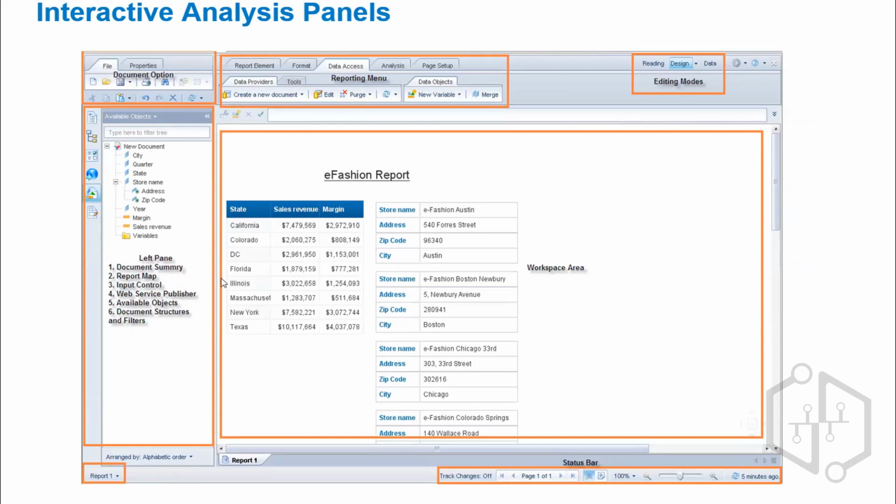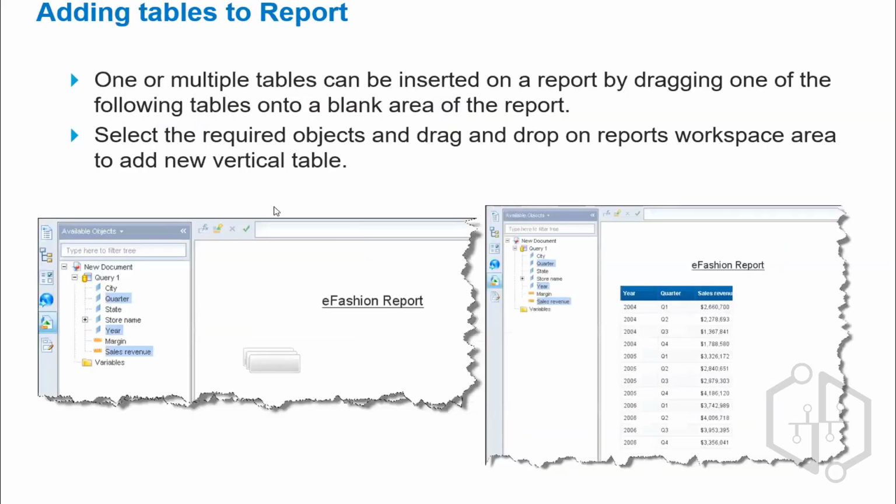Report map will show the structure of the report, like how many tabs are there, inside each tab how many blocks and how many tables there are. Input controls are like filters inside. These are also one kind of filters. Web service publishers, available objects, document structures.